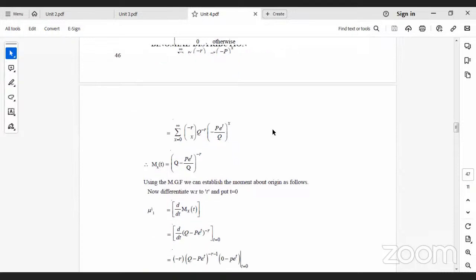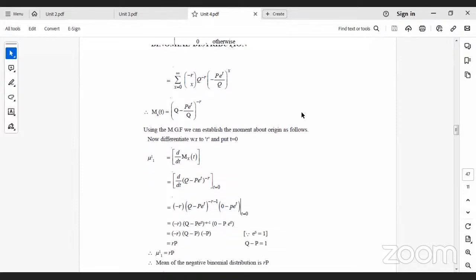So if we take the summation in the form of minus r choose x, x equal to 0 to infinity, minus r choose x, Q power minus r, minus P e power t by Q power x. So M of x is equal to Q minus P into e power t, by Q, whole power minus r. The moment generating function establishes the moments about the origin. Now we define with respect to t equal to 0.